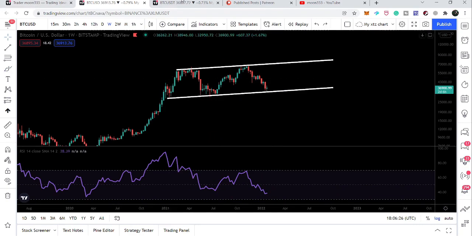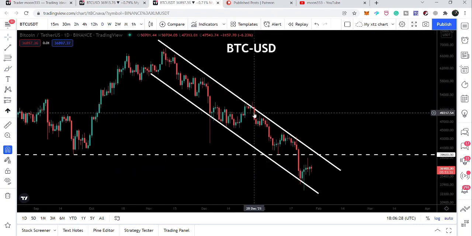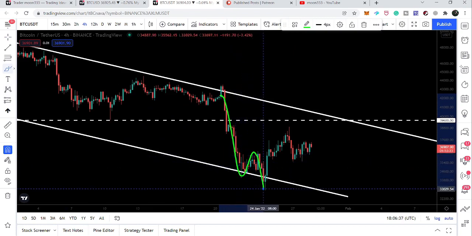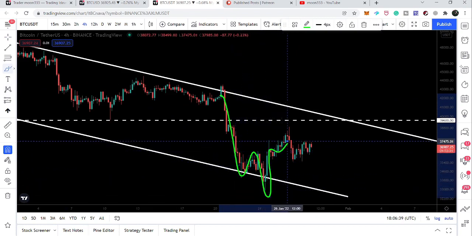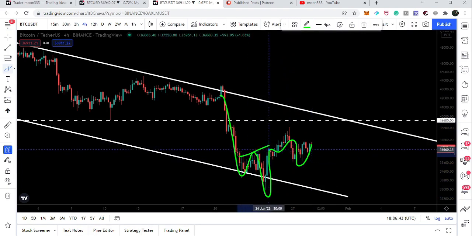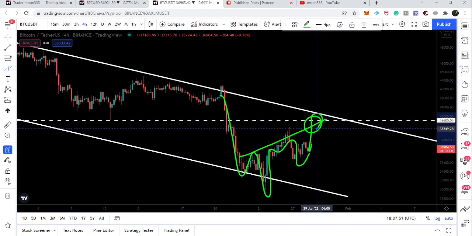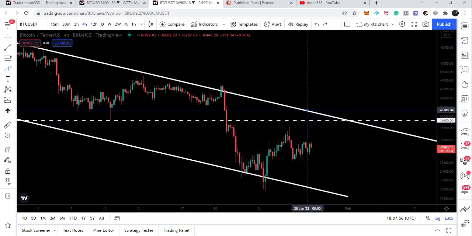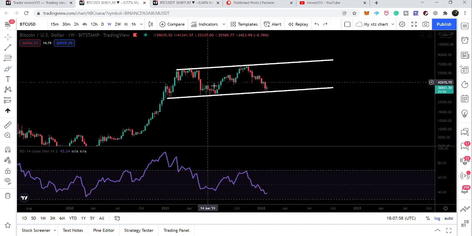Now let's move back to this daily time frame. Here we were watching that on the 4-hourly time frame we had the formation of an inverse head and shoulder. This was the left shoulder, here we had the head, and here we had the formation of the right shoulder. And this is the neckline. After breaking out this neckline, we will have the first confirmation whether we are going to break out this resistance of the channel and start a big reversal from this support of the bigger channel or not.